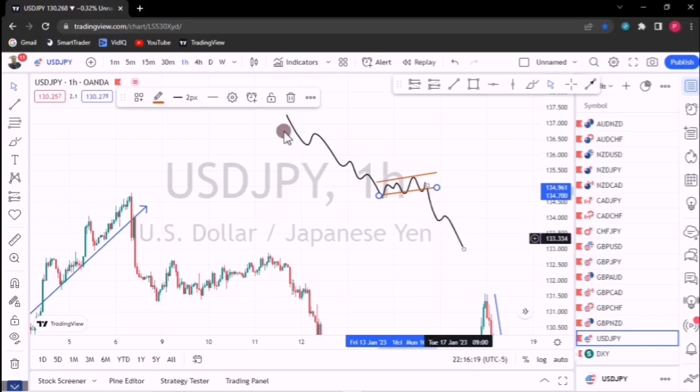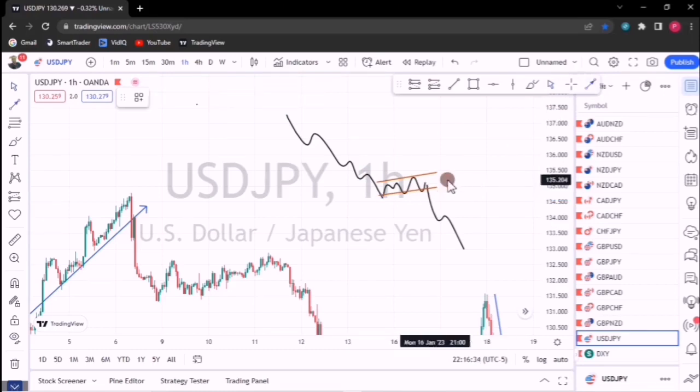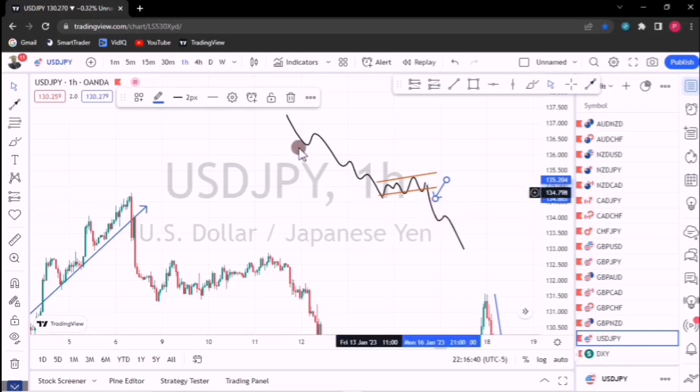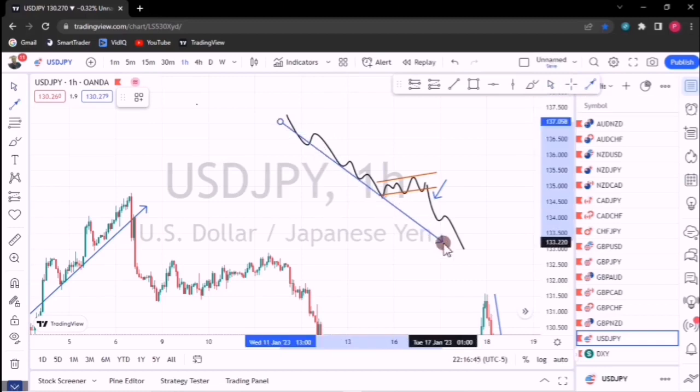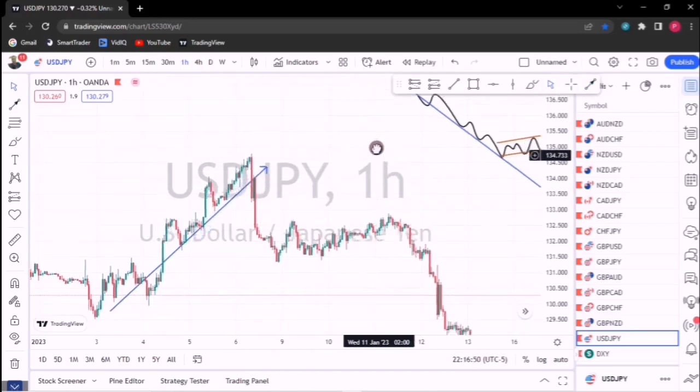This is a continuation because price was on a downtrend, or was moving downwards, and then it did this sort of consolidation, and then from here it started moving downwards again. This is not a new down movement. Instead, it is a continuation of its overall movement. So this is price continuation.